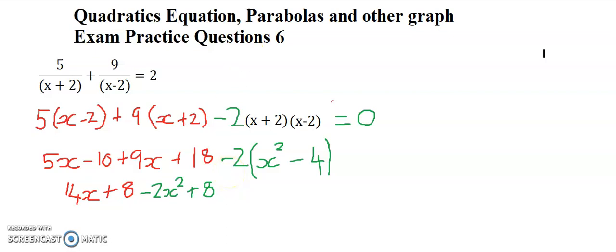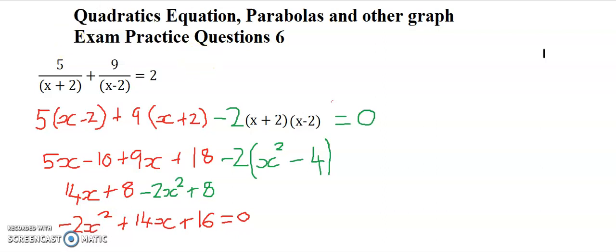Now we can simplify this, because I've got negative 2x squared plus 14x, and then I've got 8 plus 8 equals 16. Okay, and I know that this is equal to 0. Now, I could factorize and solve it, or I could use the quadratic formula.